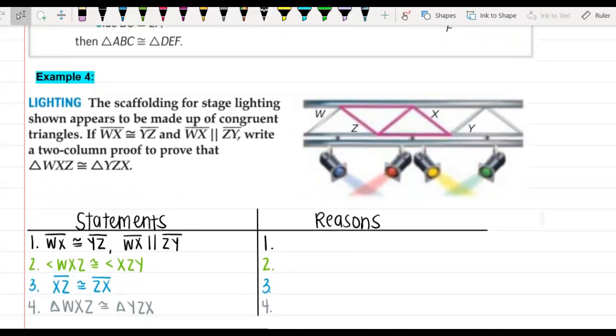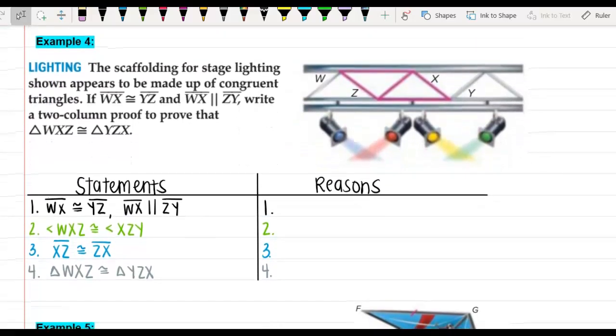Okay, so if we look, again, I gave you the statements. We're just going to try to figure out the reasons. So it says the scaffolding for the stage lighting shown appears to be made up of congruent triangles. We know that WX is congruent to YZ and WX is parallel to ZY. So that's our given. Already written that out for you. And then it says prove that those 2 triangles are congruent.